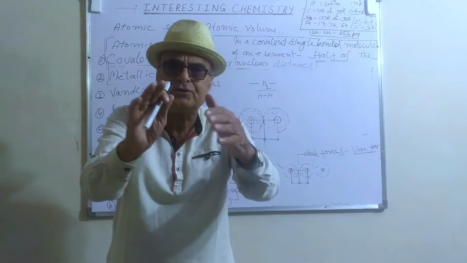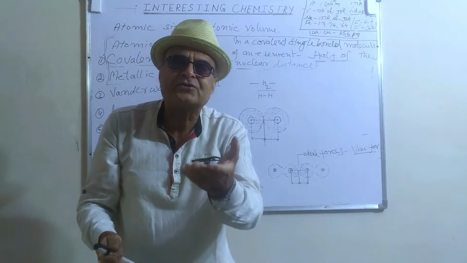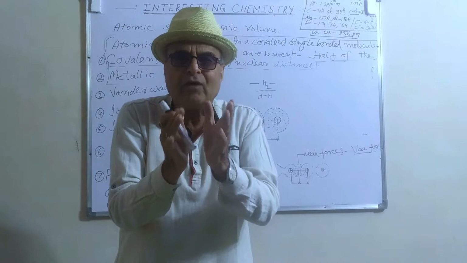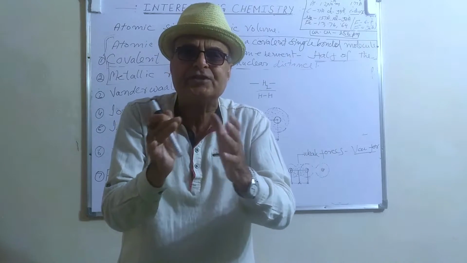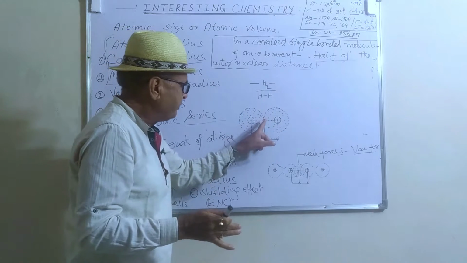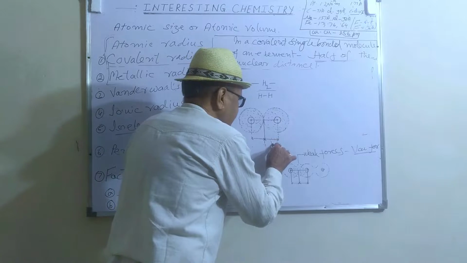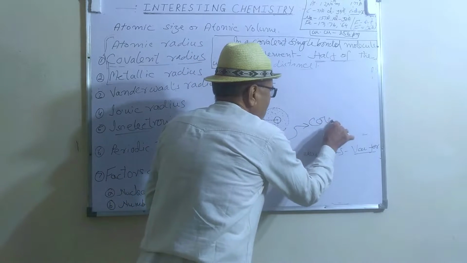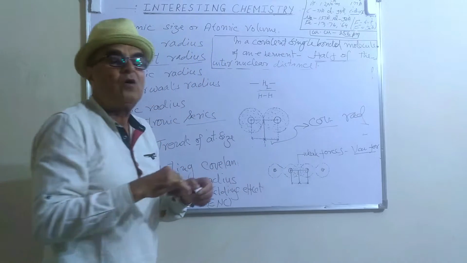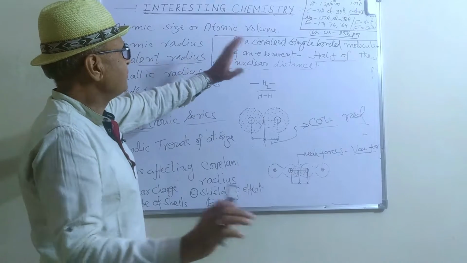And half of this internuclear distance is called the radius. Now, as you are measuring the radius in a covalent molecule, this radius will be called the covalent radius. This is the covalent radius. I have written this here for your simplification.